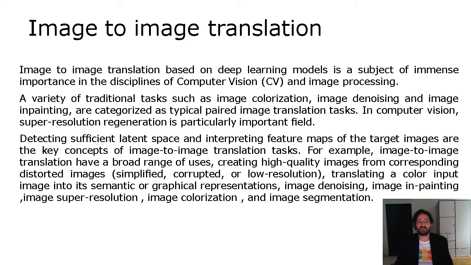Detecting a significant latent space and interpreting the feature map of a target image are the key concepts of an image-to-image translation task. For example, image-to-image translation has a broad range of uses, creating high-quality images from corresponding distorted images, simplified, corrupted, or low resolution. Translating a color input image into its semantic or graphical representation, like image denoising, image inpainting, and image super resolution, which is the case in this paper, as well as image colorization and image segmentation.